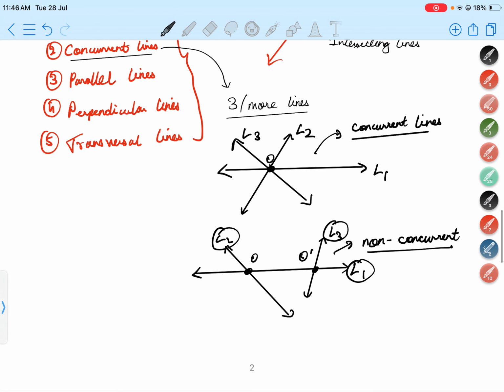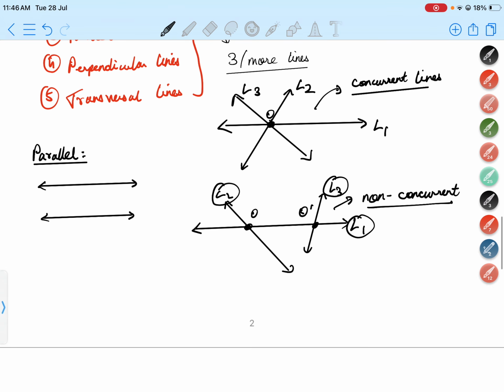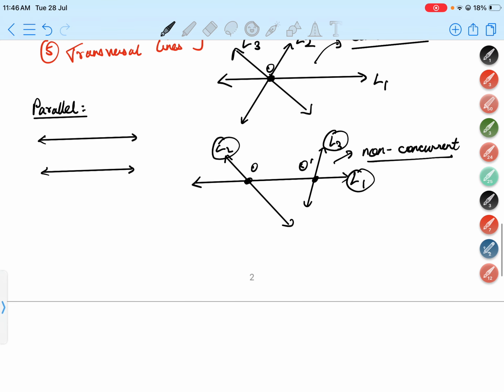Now let us move on to parallel lines. Parallel lines are those lines which are parallel to each other. That is to say that such lines, no matter how long you extend them, will never intersect with each other. Those lines are known as parallel lines. These are straight lines which do not intersect with each other. They will never intersect. Similarly, we can have a group of parallel lines which are all parallel to each other.